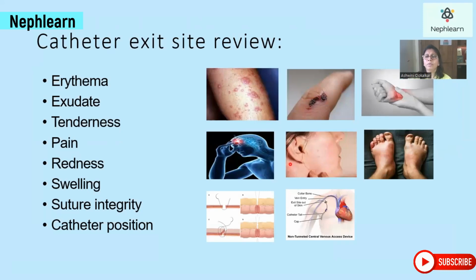So what is it that we have to check under the dressing? At the catheter exit site, we must check for redness, for any exudates, for tenderness, for pain, for swelling, for the suture integrity, and for the catheter position. If we change the dressing at the end of dialysis, we will miss all of this, and actually the patient may have more bacteremia than desired.